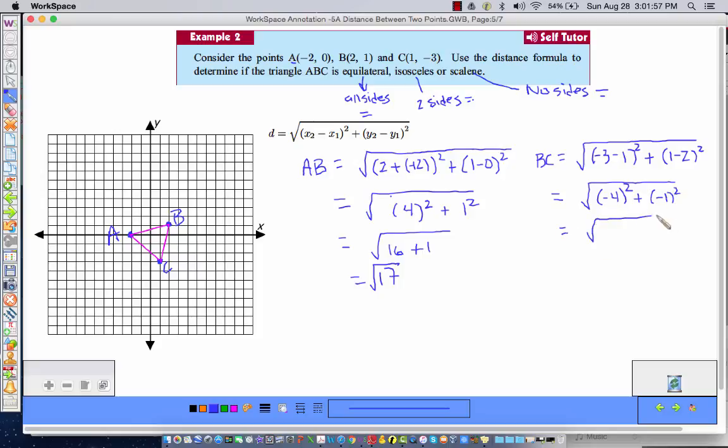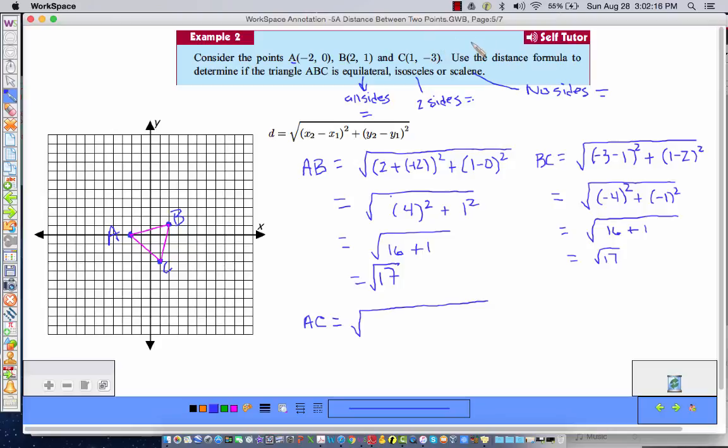This is turning out peachy. Negative 4 squared is 16. Negative 1 squared is 1. Root 17. So at the very least, we know we have an isosceles triangle. And now let's find AC. That's the coolest distance, AC.